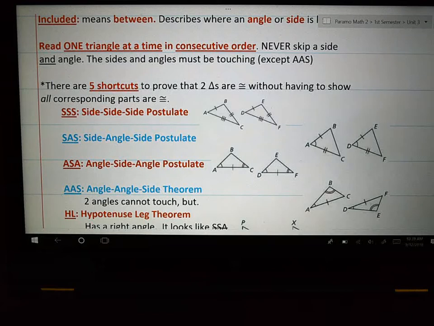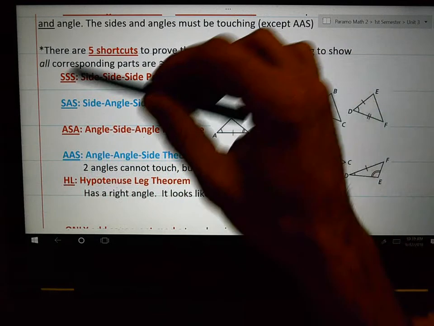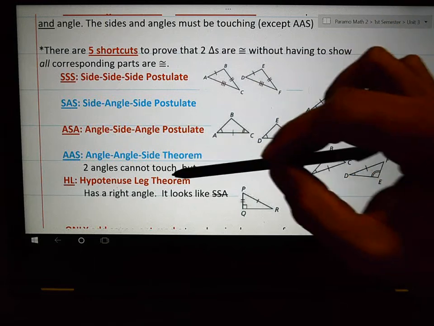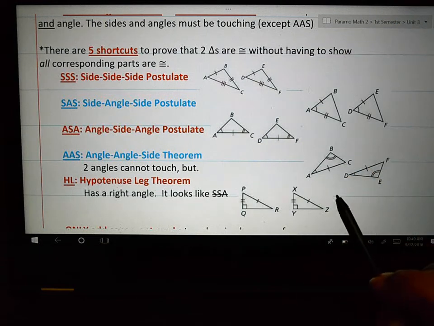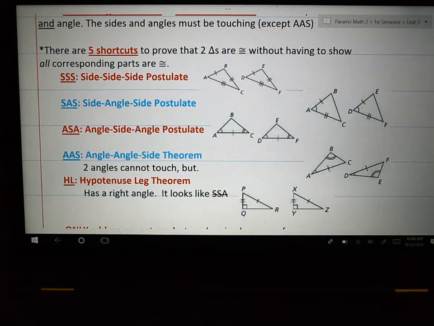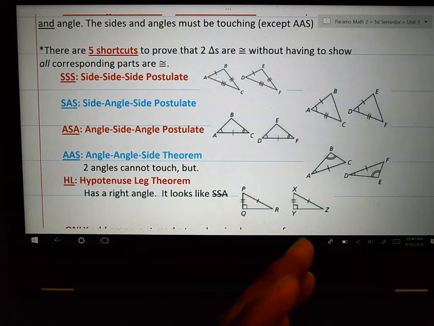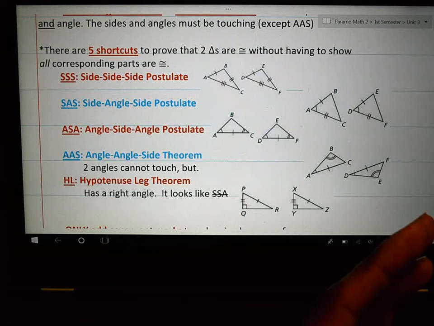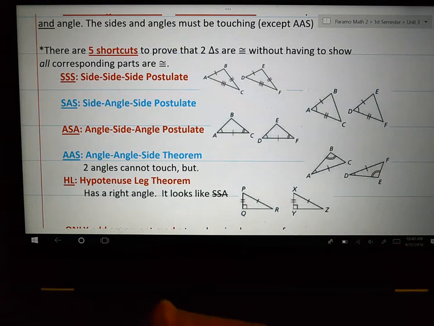What we're going to be doing is trying to figure out if we can use one of these 5 shortcuts to prove that 2 triangles are congruent. When you look at that worksheet that I passed out to you, worksheet 2, that you all have in front of you, there's a bunch of different triangles there. Some of these are congruent. Some of these are not congruent. Some of these we're going to be able to prove are congruent using these 5 things. Some of these we're not going to be able to.